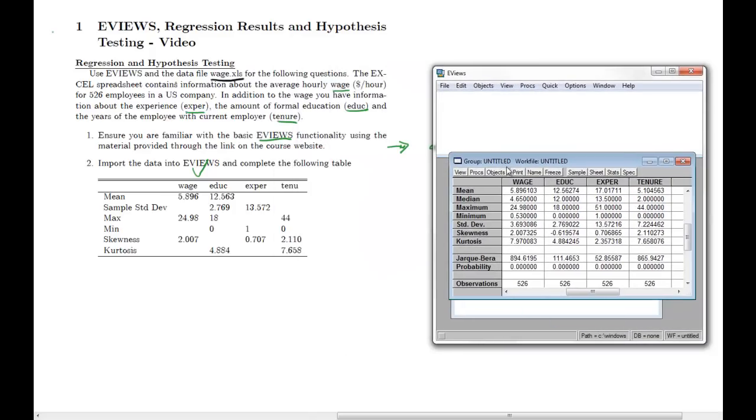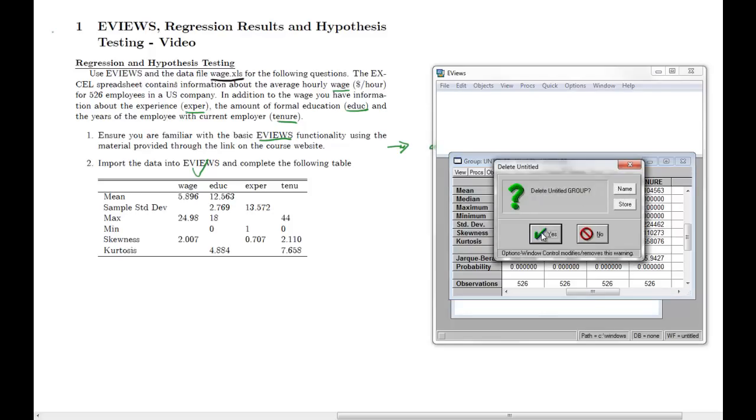Let me just move this a bit across. So here now, let's just ensure we have the right data. In the exercise question, the mean wage is 5.896, and we have exactly that one here, 5.896. Now I just highlight the values, so I'm not going to write them down. So wage standard deviation would be this value, 3.693. Minimum is given here, 0.53. Maximum is 24, but that was already given. Kurtosis is here, and the same for all sorts of other variables. So this was really only to remind you how to get summary statistics in eViews.